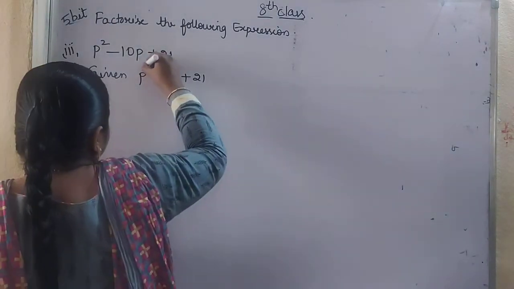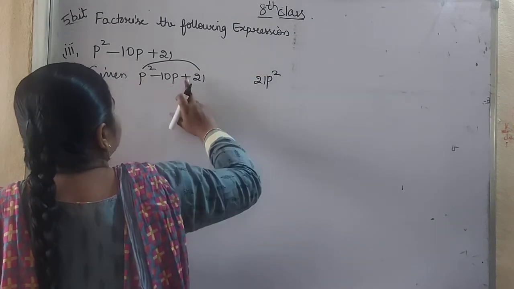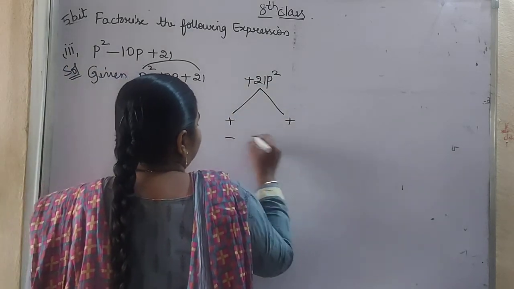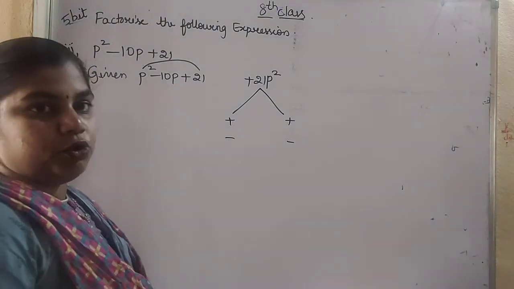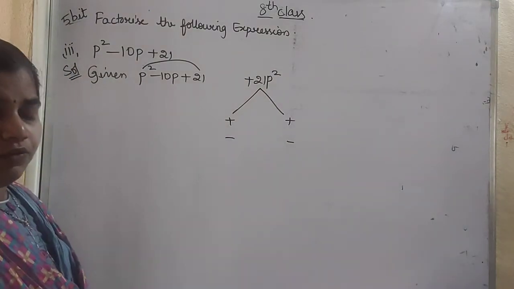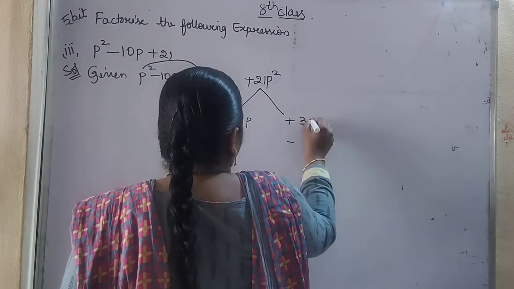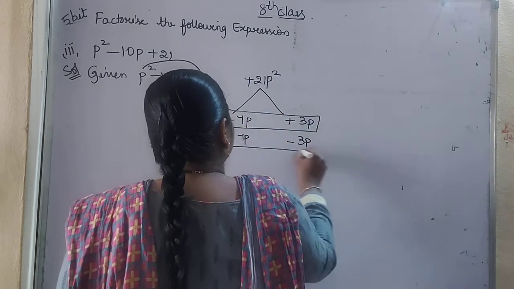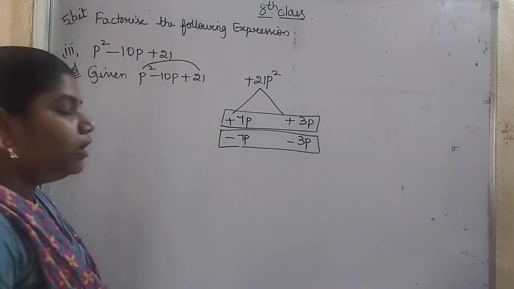So multiply the first term and last term, so it will be 21 p square. Here also plus, here also plus, it should be plus here. So plus can be written as plus into plus and minus into minus. And if you multiply, it should be 21. If you add, it should be minus 10p. So it will be 7p, 3p. Do addition now. 7 3s are 21. 7 plus 3 will be 10. Okay, so now do addition.